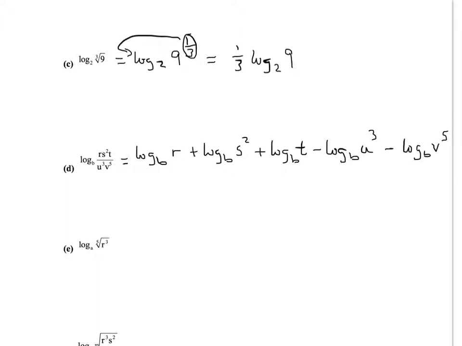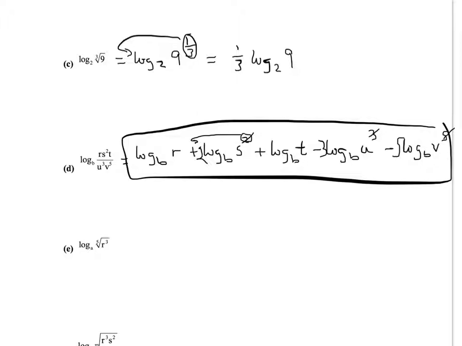Wow, that's a lot of terms. There's only one thing left to do. I look now and I have a few terms that have exponents on them. I simply need to pull these down to the front and get rid of the exponent. So that's going to be log base b of r plus 2 log base b of s plus log base b of t minus, let's pull down this 3, and it becomes minus 3 log base b of u minus 5 log base b of v. And that would be our cleaned up expansion of those logarithms.